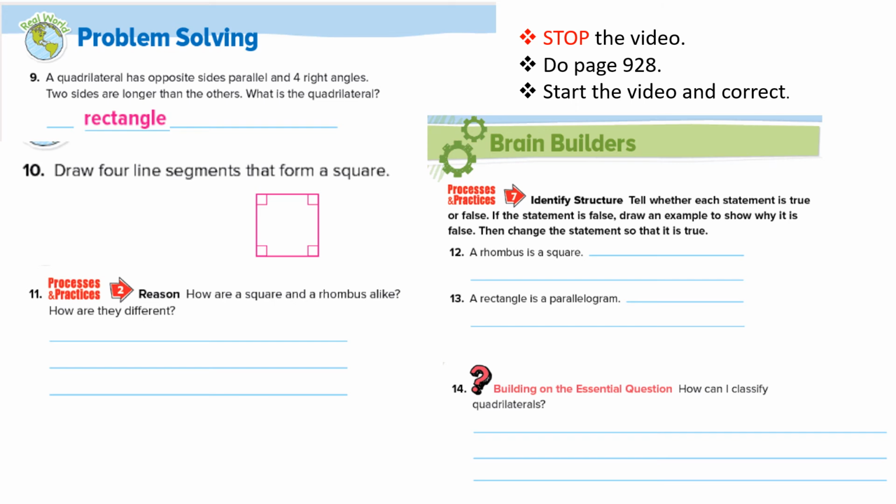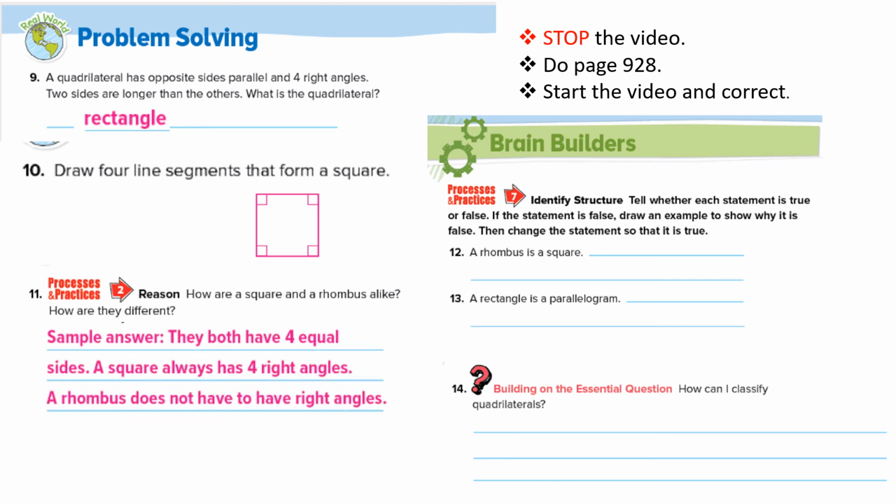For number 11, how are a square and a rhombus alike? They're alike because they have 4 equal sides, but a square has 4 right angles and a rhombus does not have any right angles.